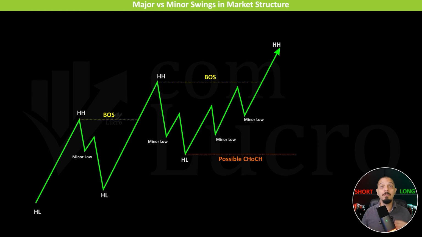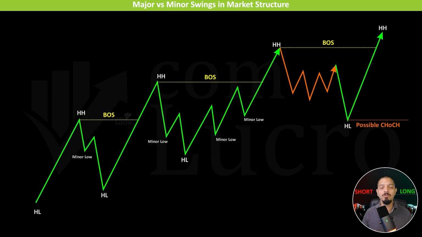Now here is a key point to understand. A level can only be classified as a major swing after a valid break of structure has occurred. For example, this low cannot be defined as a major swing low until price delivers a confirmed break of structure. This level represents the highest price recently traded, and a break of structure is only valid when price clearly moves through it.